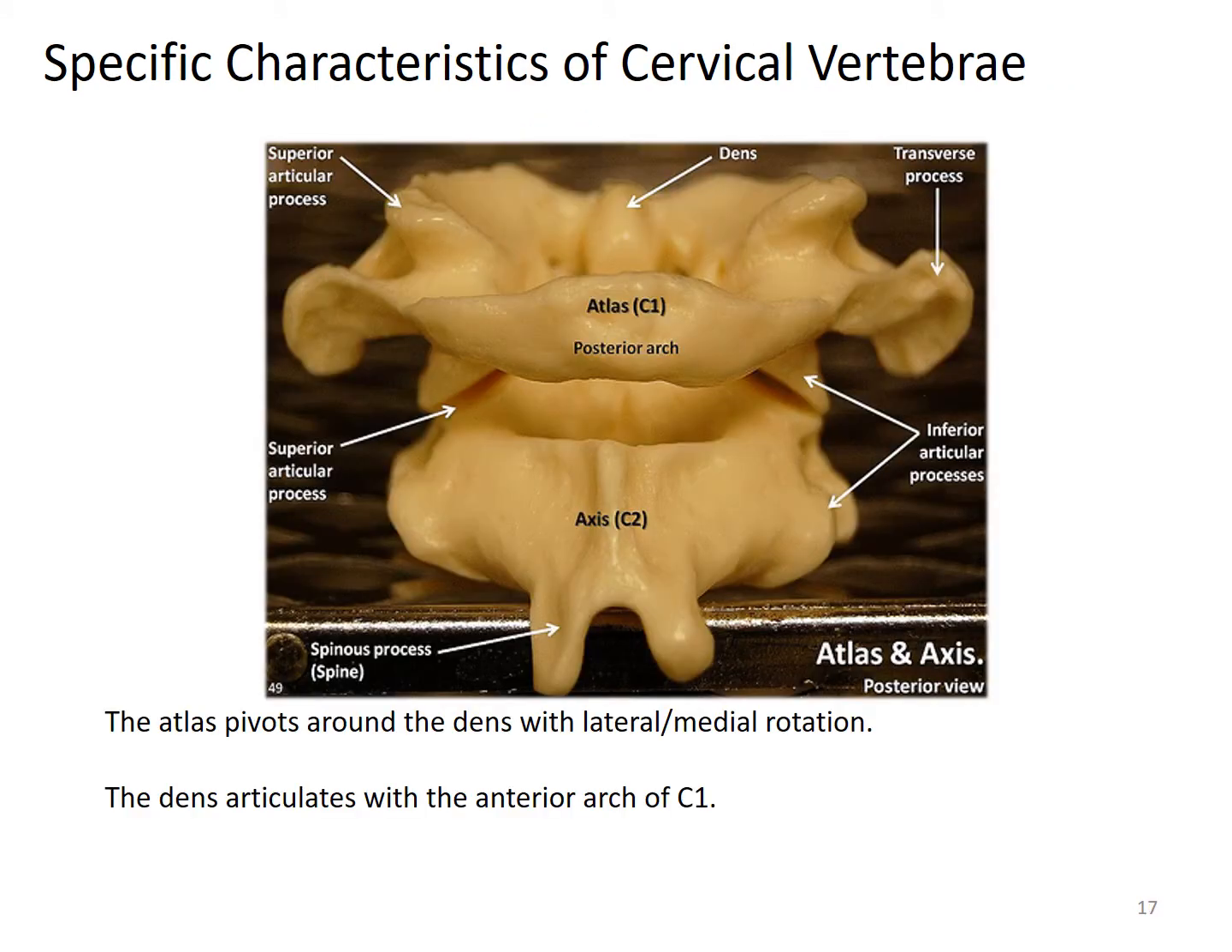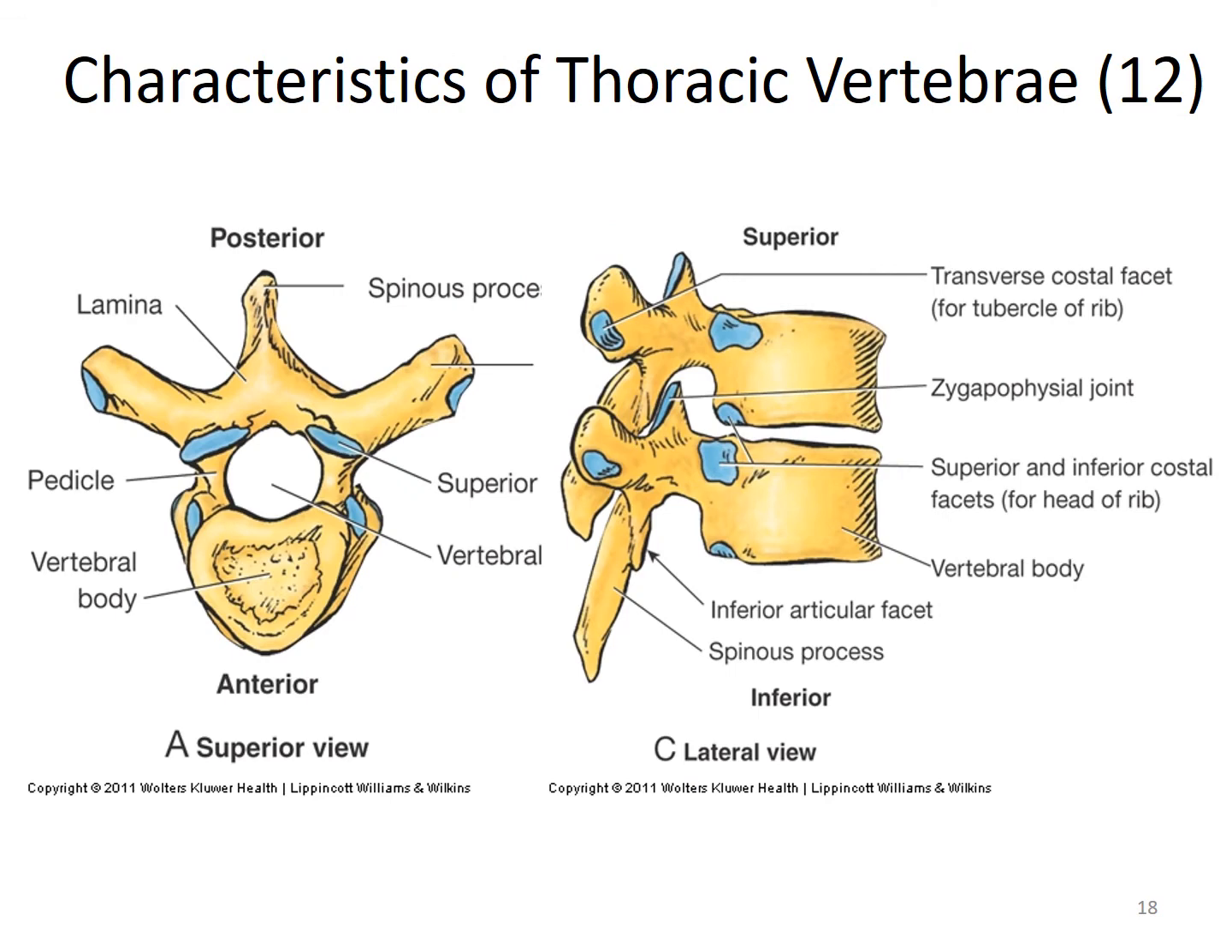This image is pretty good because it shows us how the atlas and axis articulate with each other. The atlas will pivot around the dens, which is back here, with lateral and medial rotation. The dens articulates with the anterior arch of C1. And actually, in the previous image, you could see there was a ligament going across the dens. They've removed it here. That ligament is pretty important because it keeps the dens in place and prevents the atlas from slipping back and forth on the axis.